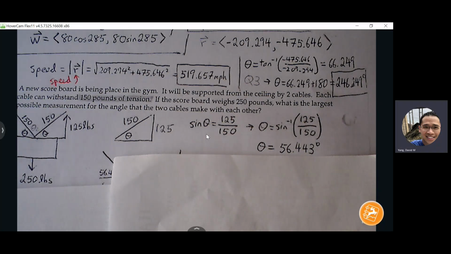And then we can just go to the side and focus on this problem here. So we have the 150 pounds from the wire, the vertical component, which is supporting the weight of the scoreboard, and we can find theta. We're going to find this first, and because there's symmetry involved, we could use this 180 to help us find that.